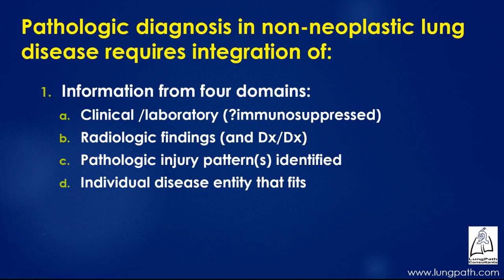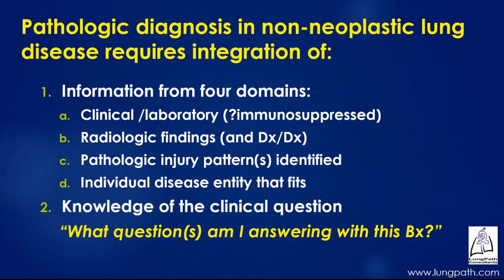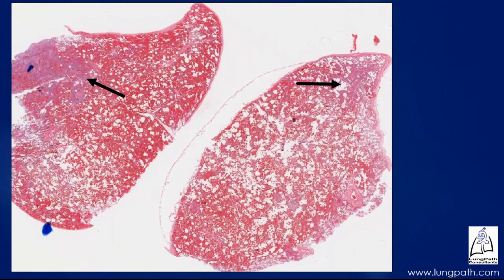And then our job is to identify the pathologic injury pattern or patterns, and then putting this all together, we come up with a disease entity that fits. And at the end of the day, we need to know what the clinical question is. In other words, what questions am I answering with this biopsy? And if what I think I'm answering is not the problem that the clinician did the biopsy for, then we have an issue. And that's why thinking about this in four different domains is useful, reminding us that it's not just a pathologic pattern, as in tumor diagnosis, in the setting of non-neoplastic lung disease.